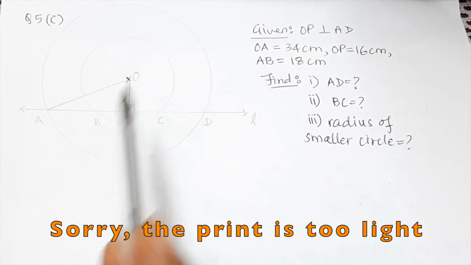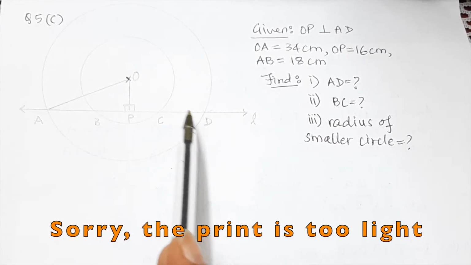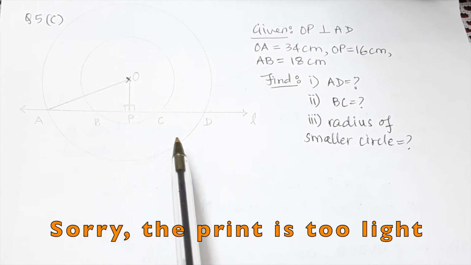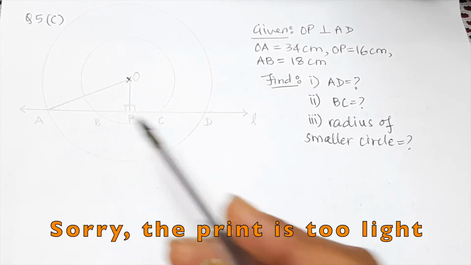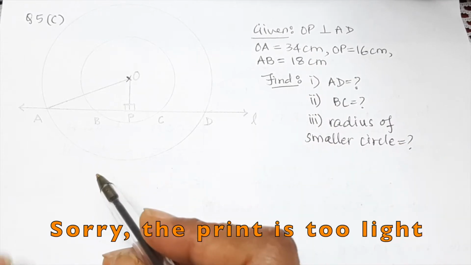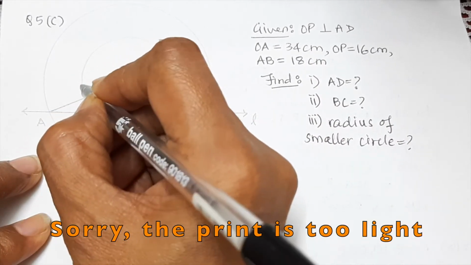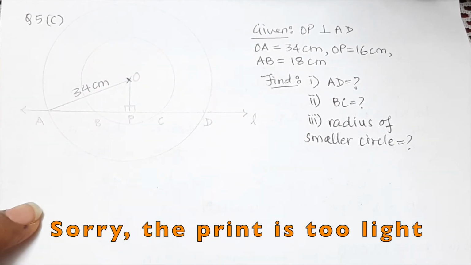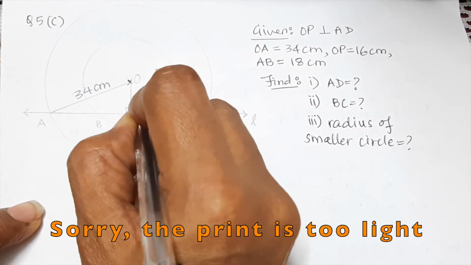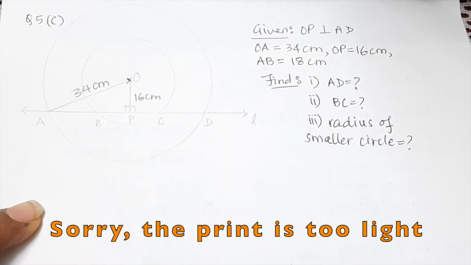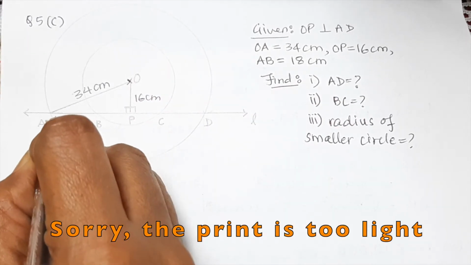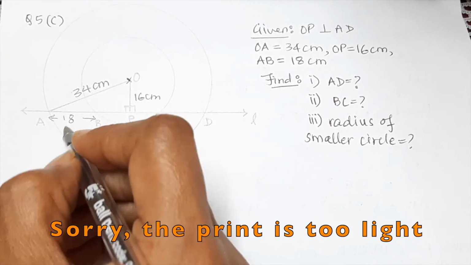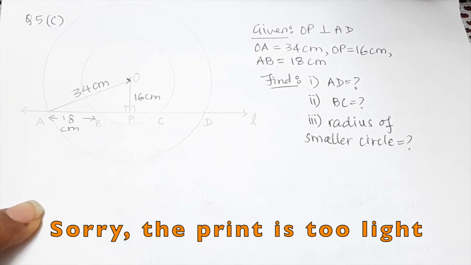We have drawn the diagram here. You can see AD is the chord of the bigger circle. BC becomes the chord of the smaller circle. And these are concentric circles. We have been given OA is 34 centimeter. OP is 16. And AB from here to here, this is 18 centimeter.